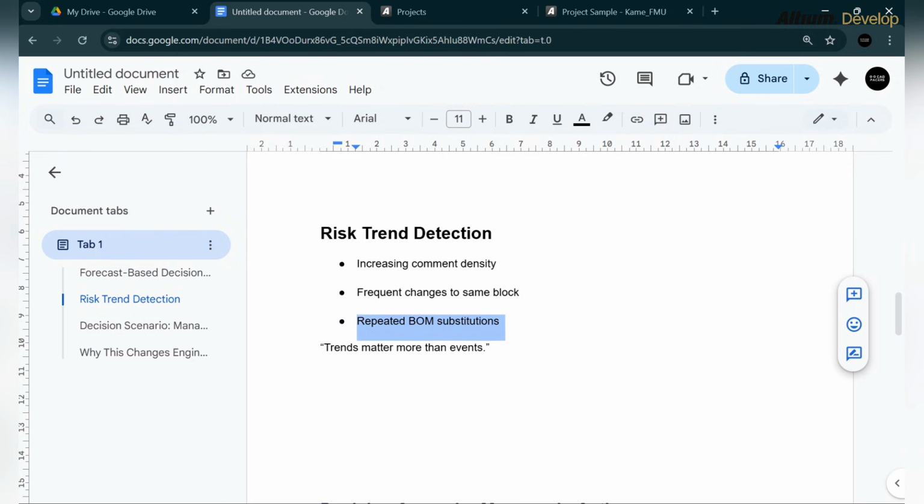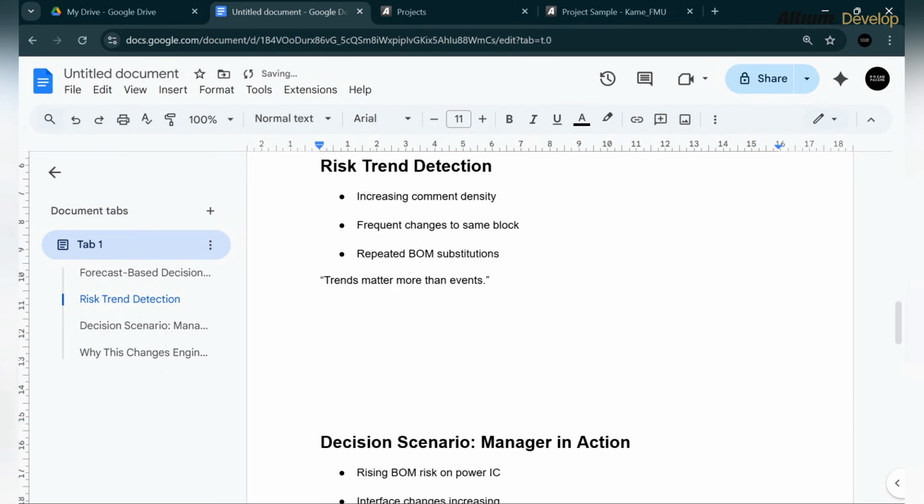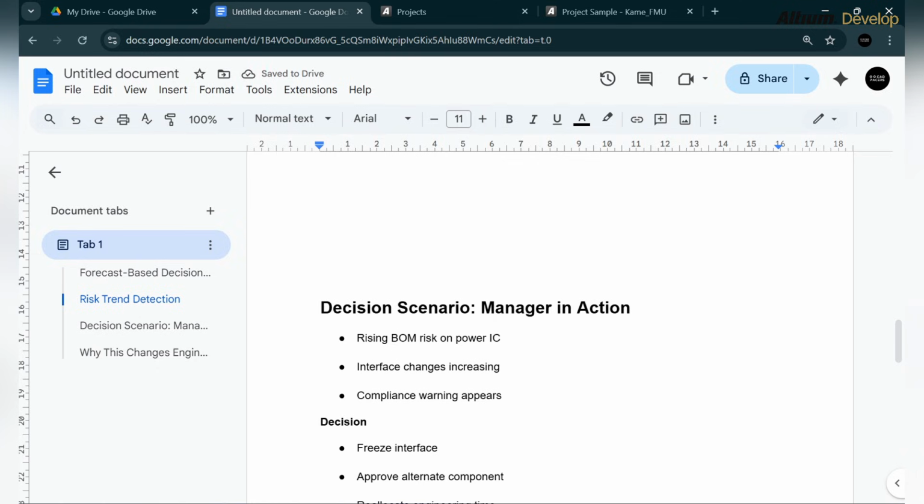In the same way, consider repeated BOM substitutions. If a specific part is changing again and again, it means there is some problem with the part, and they should avoid this issue before it happens. So trends matter more than events. We have to see the trends. A manager usually sees what is going on and what the trends in the design are.